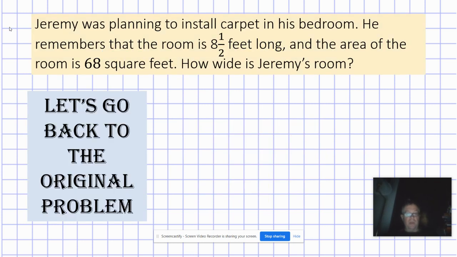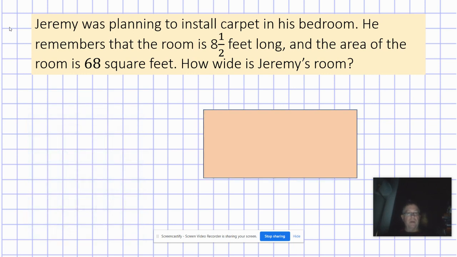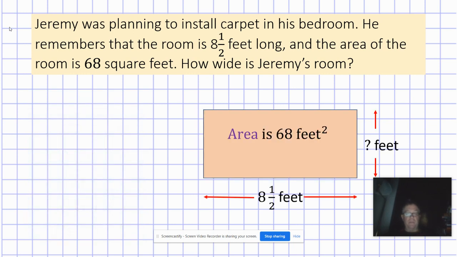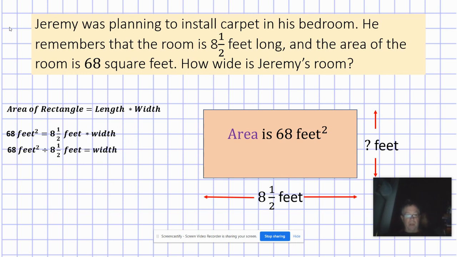No surprise. So when we have the original problem, you go back, do the same thing. You've got your diagram. It does have fractions in it. 68 square feet is equal to 8.5 feet times something. All right. If you divide the 68 feet squared by the 8.5 feet, you're going to get the width. Same process with a simpler problem. Use a simpler problem to make sense of it. Go through what you're going to do with dividing.